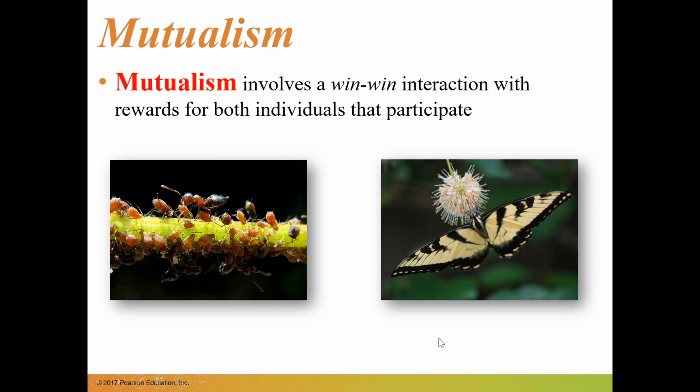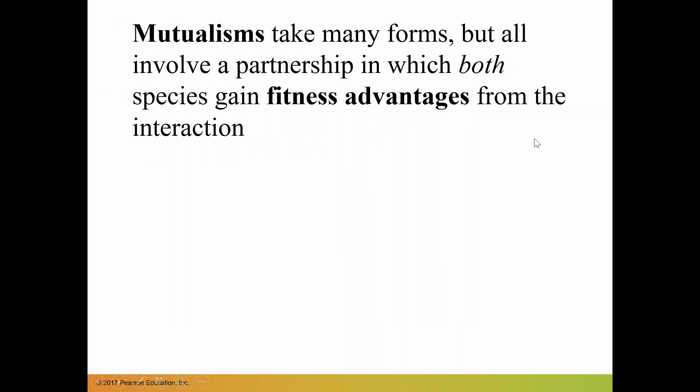Another well-known mutualism is butterflies and flowers. Flowers are pollinated by the butterflies, and the butterflies get sweet nectar in return, and the plants get pollinated, and they both have a benefit. Mutualisms take a lot of different forms, but all of them involve a partnership in which both species gain fitness advantages from the interaction. That they grow better and do better when they're together. Both of them benefit from being near the other one.